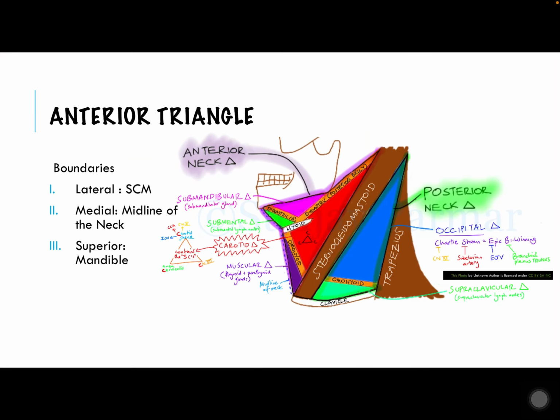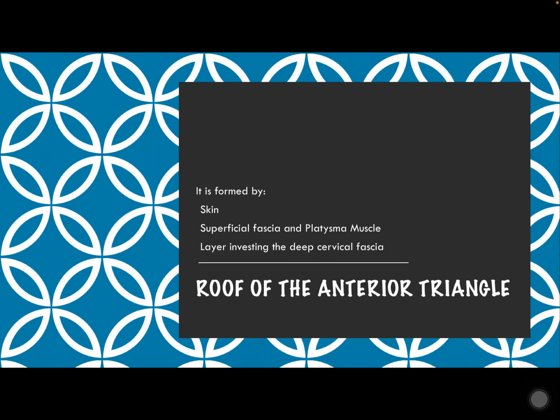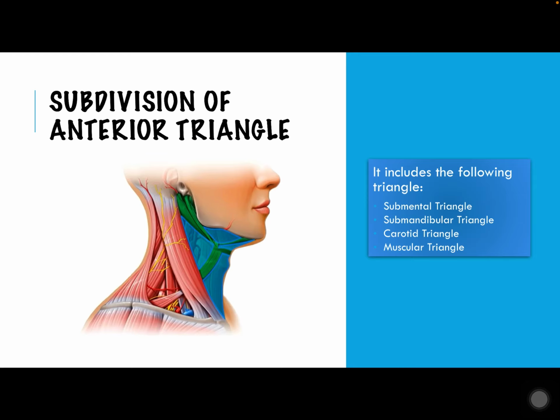So let's discuss the anterior triangle. The boundaries of the anterior triangle are laterally the sternocleidomastoid muscle, medially the midline of the neck, and superiorly the lower border of the mandible. The roof of the anterior triangle is formed by skin, superficial fascia and platysma muscle, and the investing layer of the deep cervical fascia.